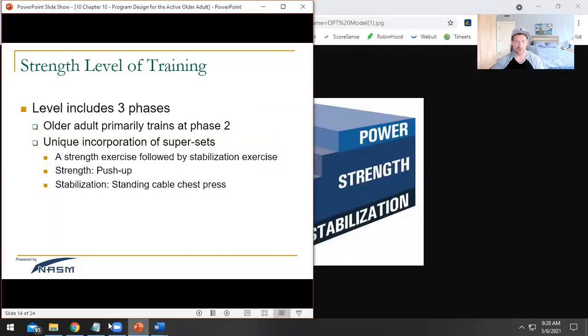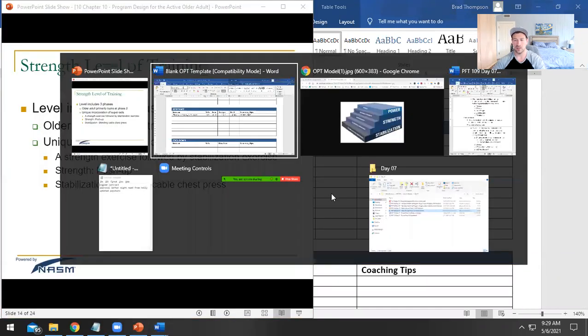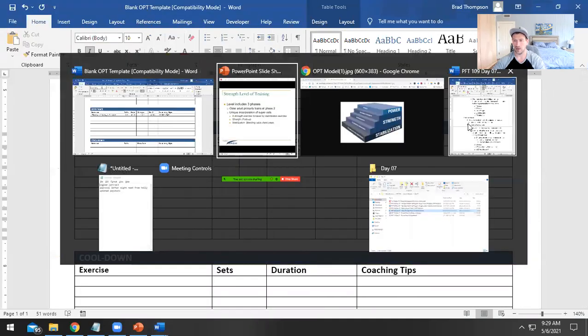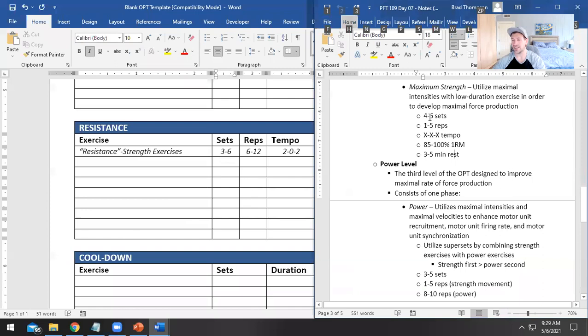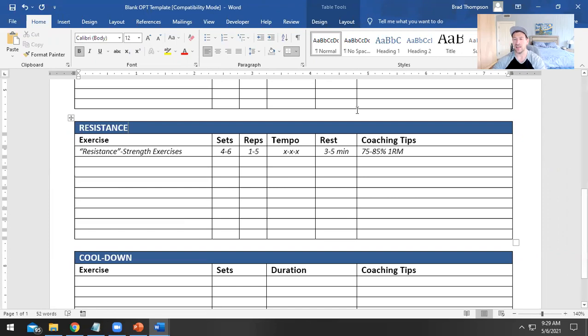Let's see here. So if we look at maximum strength, we don't change anything. We're still choosing resistance strength exercises, but now you're going to see we are at 4 to 6 sets, 1 to 5 reps, fast tempo, maximum intensity. So 4 to 6, 1 to 5, XXX tempo, 3 to 5 minutes of rest. And then that intensity is going to be 85 to 100% of our 1 rep max. That is about as heavy as it gets.